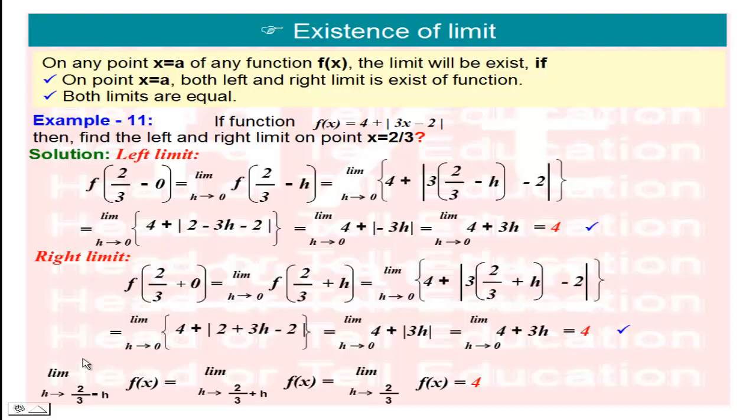So according to our condition, the limit of f(x) as x tends to 2/3 minus equals the limit of f(x) as x tends to 2/3 plus, which equals the limit of f(x) as x tends to 2/3, equal to 4. So all limits are equal, which means that at the point x equal to 2/3 the left and right limits exist. So the condition is true for the existence of the limit.